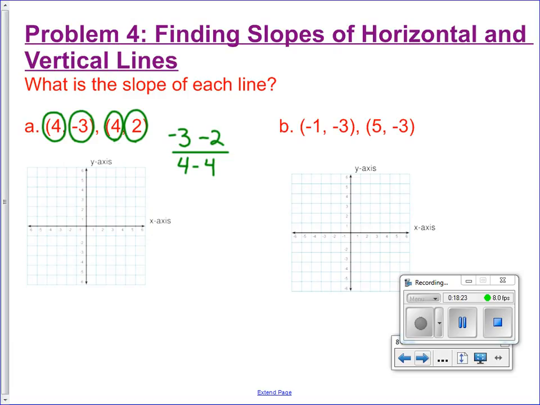All right, well, negative 3 minus 2 is negative 5. 4 minus 4 is 0. And this is the kind of fraction, if you put this into your calculator, you get an error message. So we cannot divide by 0. And when we get a slope like this, then we say that it is undefined.